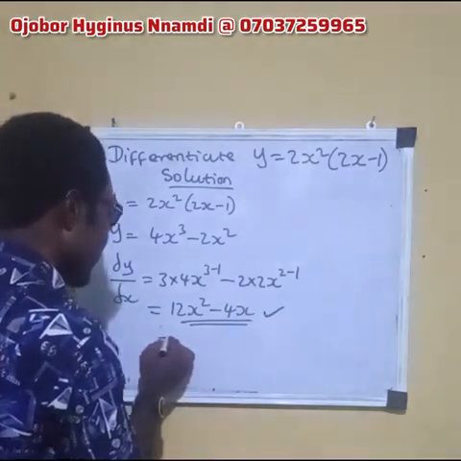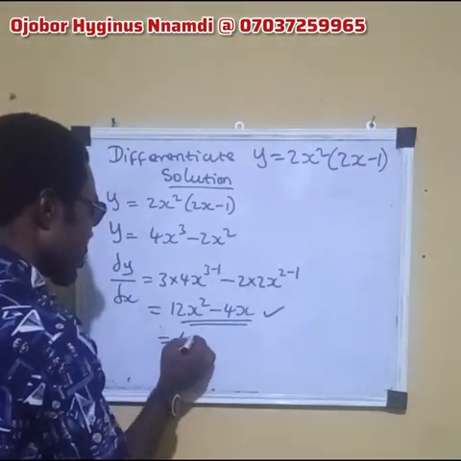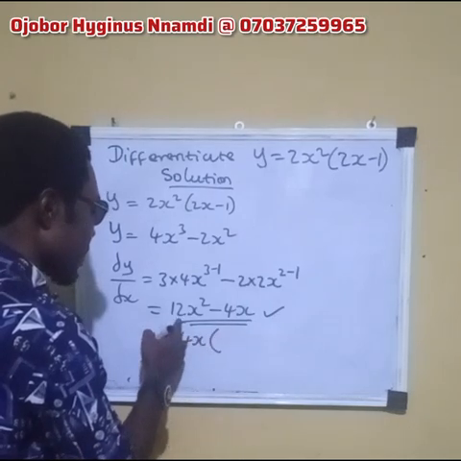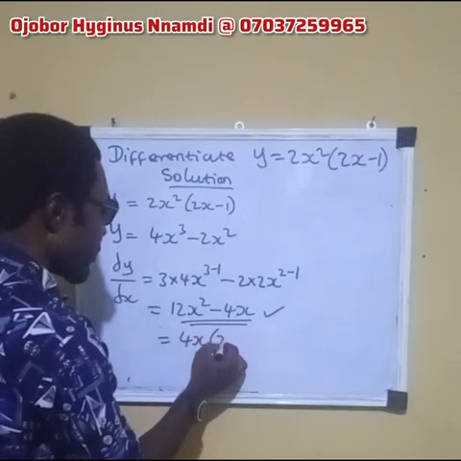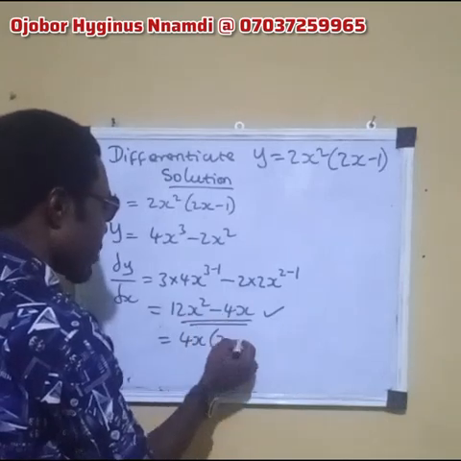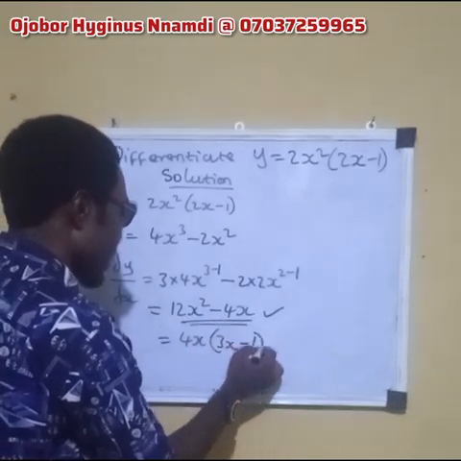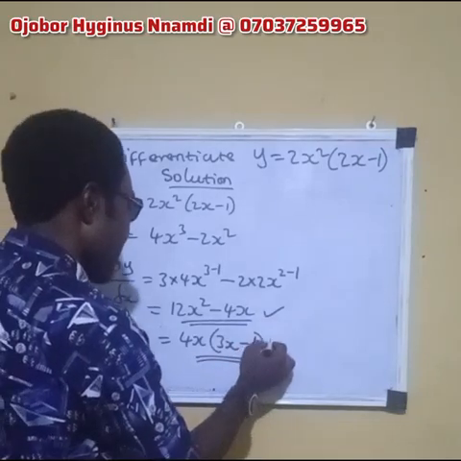Of course, someone can decide to factor out the common factor here, which is 4x. If 4x is factored from 12x squared, we have 3x. If it is factored from 4x, we have 1. And this could as well be the answer.